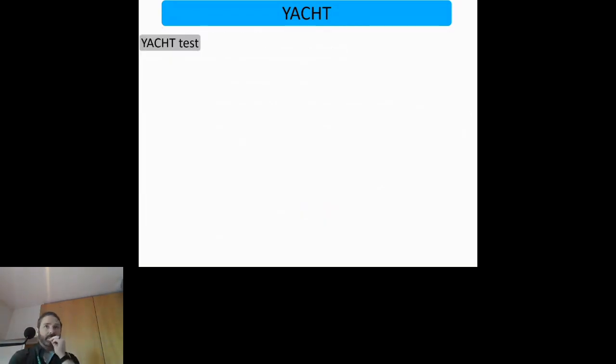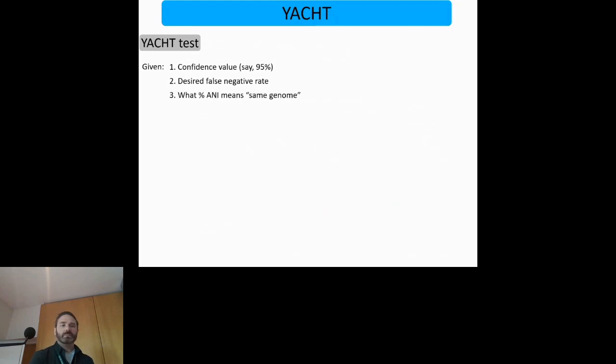And this is what YACHT does. Okay, well, if you're given a confidence value, say 95%, I want to be 95% sure that you fix a desired false negative rate. So we don't want to be missing out on things. You set as a user what percent ANI you say means same genome. And if you're talking about just at species level, maybe that's 95%. If you're talking subspecies, maybe set it at something a little bit higher. If you're like, yeah, whatever, genus is fine, you can set your ANI lower.